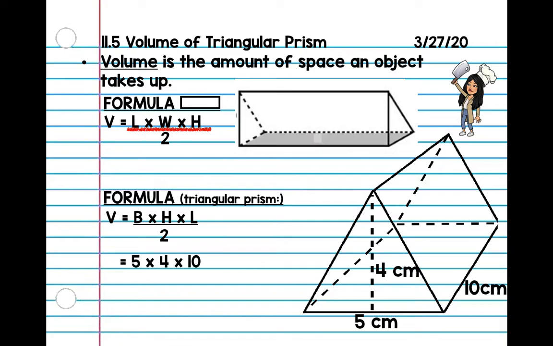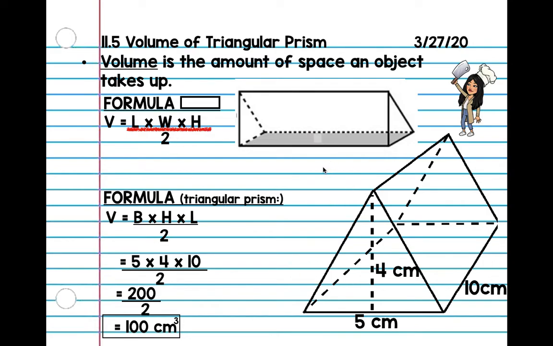Okay, so we have 5 times 4 times 10 divided by 2. I know 5 times 4 is 20, times 10 is 200. So 200 divided by 2 equals 100 centimeters cubed. Remember that when we are working with volume, we always make it cubic. So that is everything you have to know: base times height times length divided by 2, or length times width times height divided by 2. It is the same exact thing.